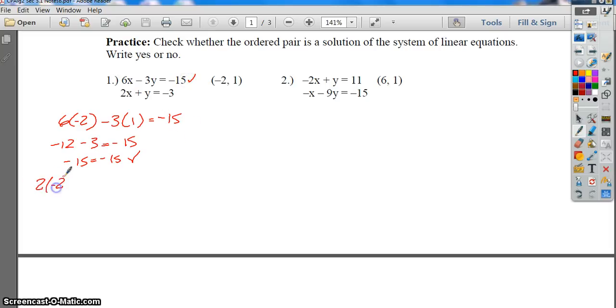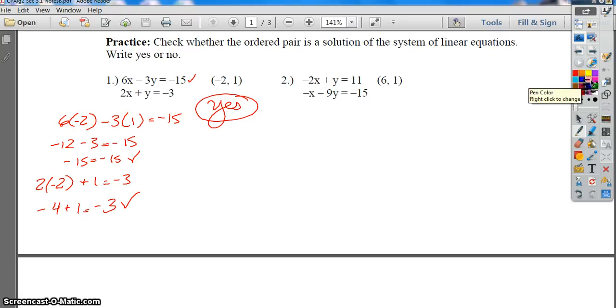Let's check the bottom. 2 times negative 2 plus 1 equals negative 3. Absolutely. Negative 4 plus 1 is negative 3. So, yes, this is a solution. Follow your directions. We'll be big on that this year. If I don't ask you to do something, then I can't very well hold you accountable. So make sure you follow directions and test it.